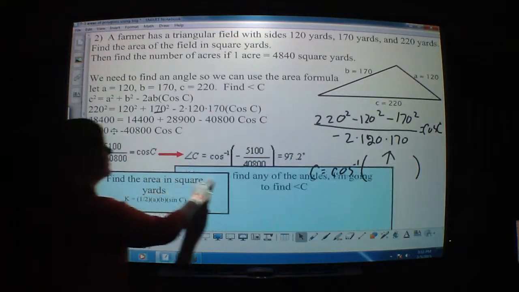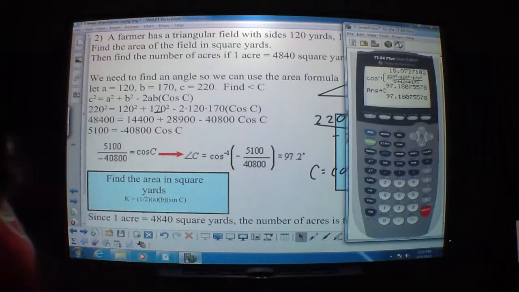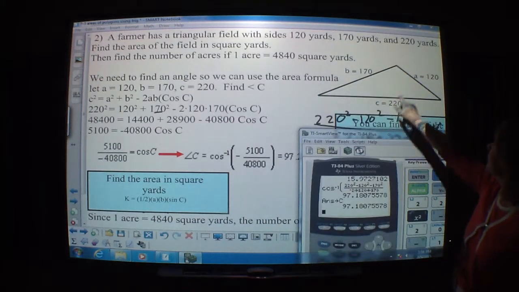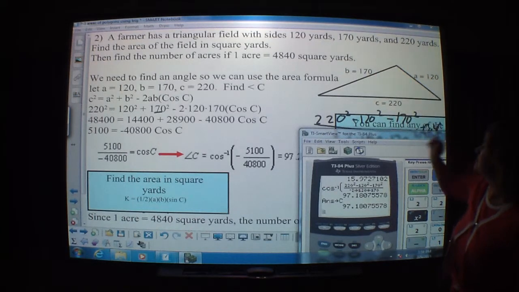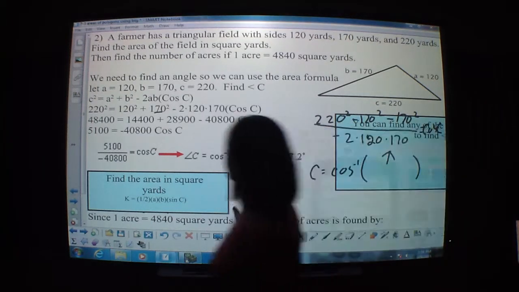And that's what it's here. Okay? So 97.18, 97.2. So you just put it all in your calculator. You don't need to do this math that I did each step. Okay? So now that I have an angle, I have this angle here, I can take 1/2 a side times the sine of that included angle. My sides are 120 and 170.